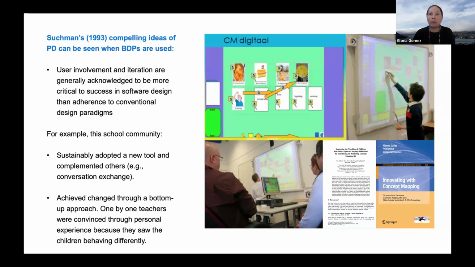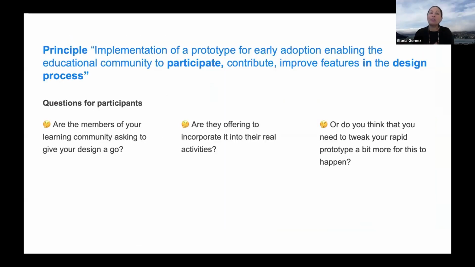And the adoption of a resource is broad, right? So the questions for you are: are the members of your learning community asking to give your design a go? Are they offering to incorporate it into their real activities? Or do you think that you need to tweak your rapid prototype a bit more for this to happen?